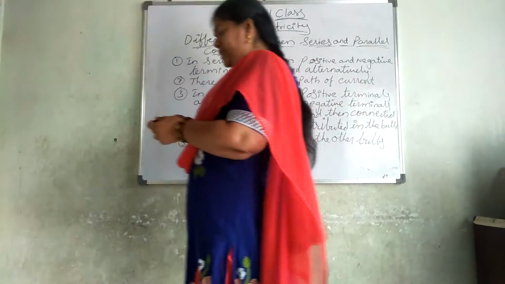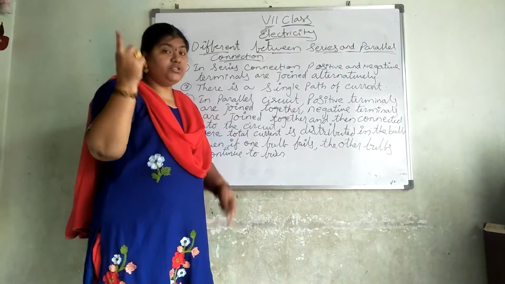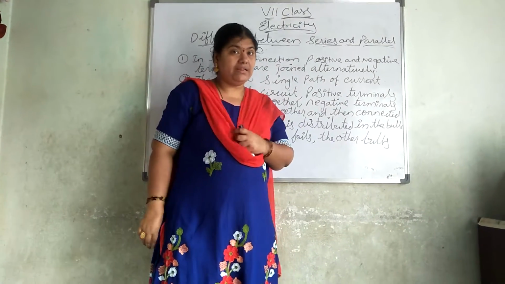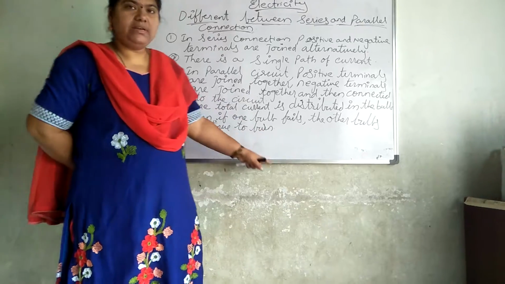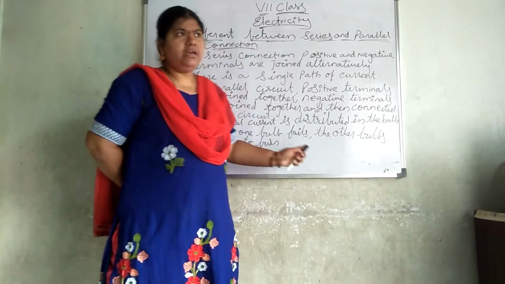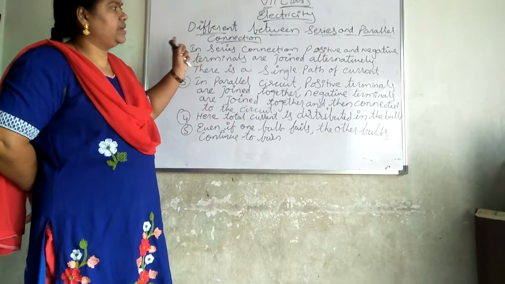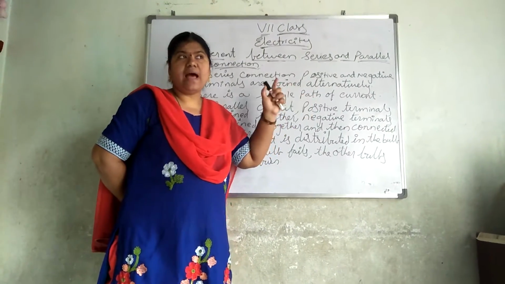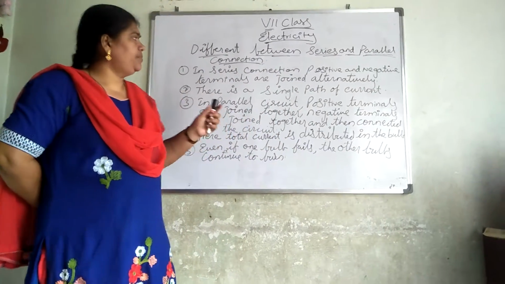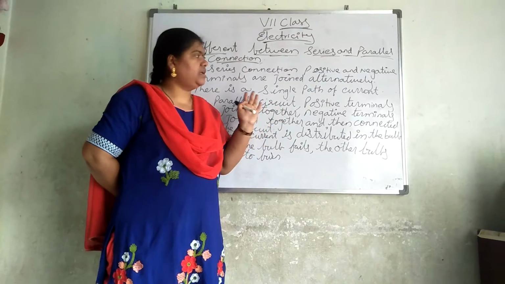So please see here. What is the difference between series and the parallel connection? Just once you remember what I explained, the diagrams I drew yesterday, and today you catch these points that I am giving here. In series connection, positive and negative terminals are joined alternatively.